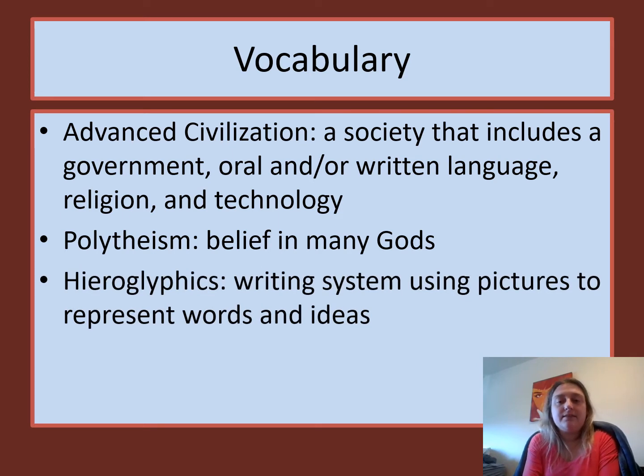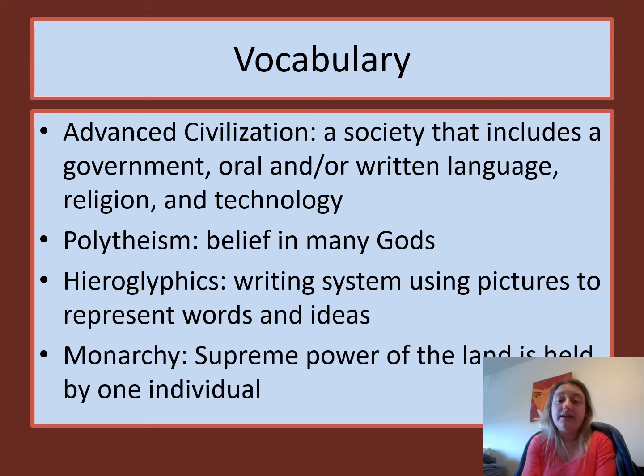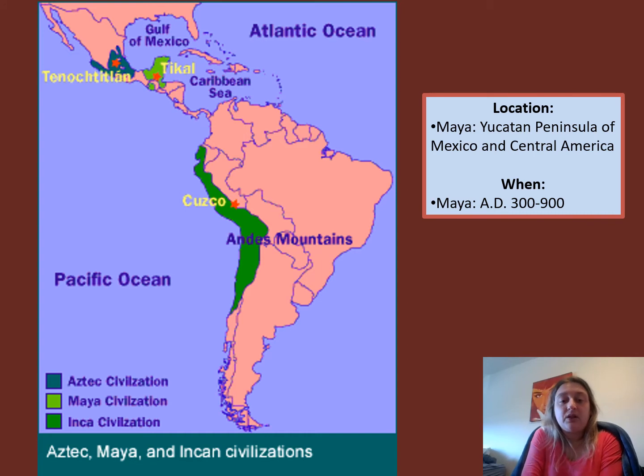And hieroglyphics, this should be a review word from 6th grade when you did Egypt. This is a writing system that uses pictures to represent words or ideas rather than actual words. So if you thought about having to write your sentence using only pictures rather than the actual words, that would be considered a hieroglyphic. And then monarchy, this is also a review word. This is when the supreme power of the land is held by one individual. We've seen that before.